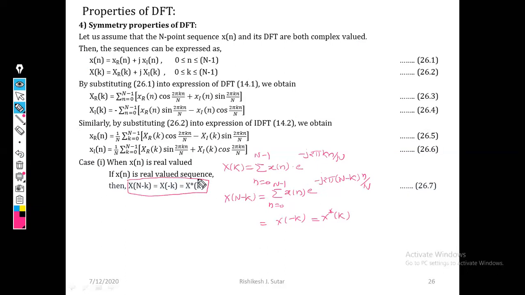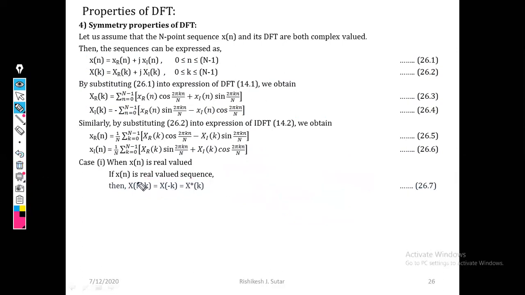Okay, so that is the symmetry property. If my x of n is real valued, then obviously my x of minus k would be equal to x of capital N minus k. So let us go towards the next part, that is if my x of n is real and even.